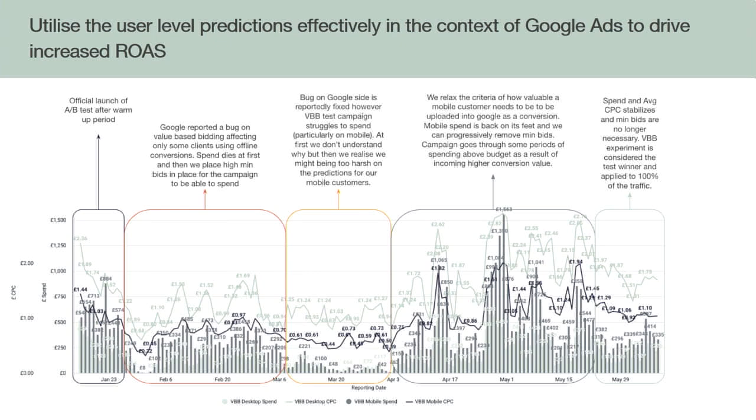So we went back to the drawing board, we made an adjustment, and we relaxed the criteria on how valuable a mobile customer needs to be in order to make it to the 5%. We relaxed that, started sending that information into Google. Google jumped and increased bids on mobile customers, and our spend on mobile recovered. Our spend on desktop also recovered alongside the mobile spend. But in this initial phase, Google was adapting to a new reality, so spend was still very jumpy.